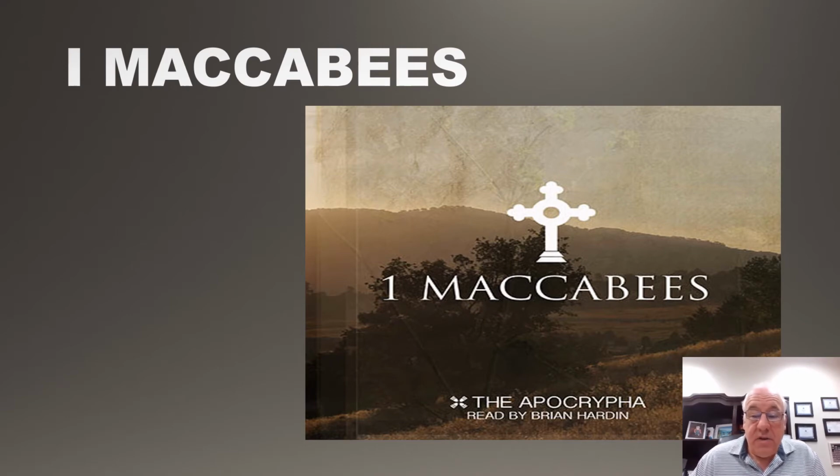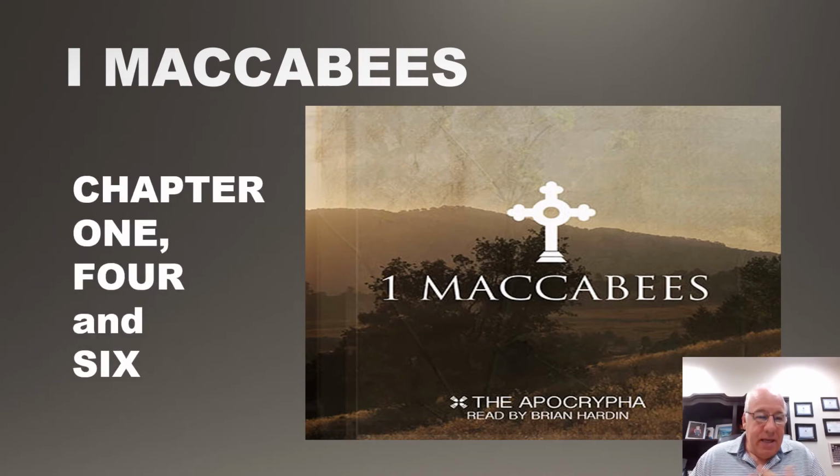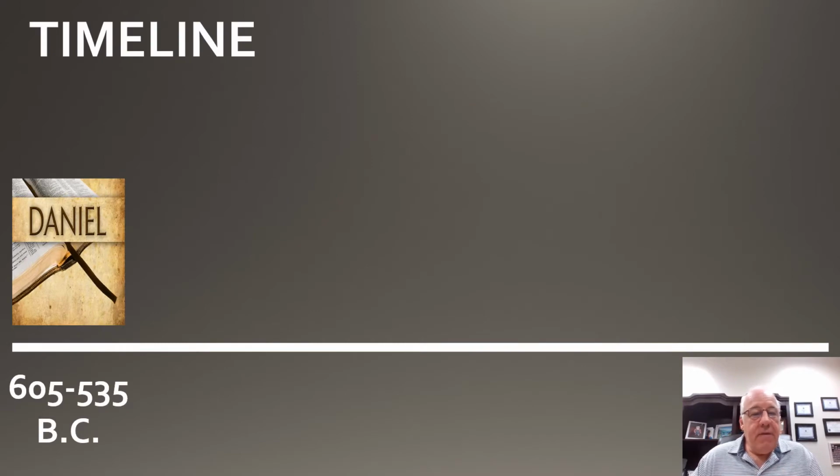When I was in preaching school, they actually made us read both 1st and 2nd Maccabees because of the fulfillment that Daniel prophesied about. The fulfillment is found in chapters 1, 4, and 6 of 1st Maccabees. Now, let me give you a timeline. Here's the book of Daniel. This is the one that we're focusing on, and Daniel wrote between 605 and 535 BC.